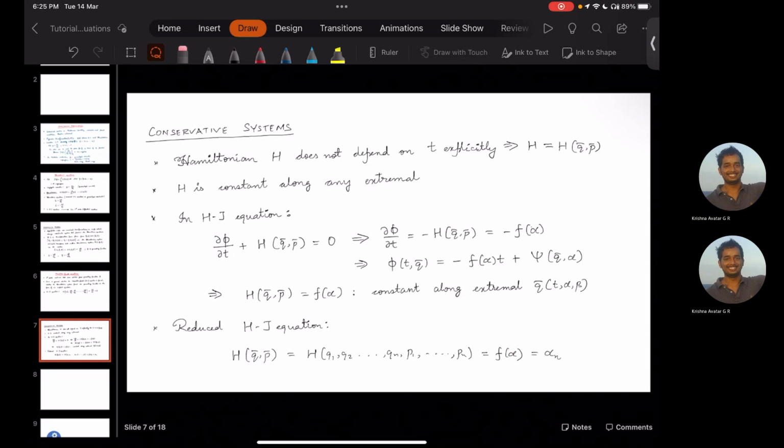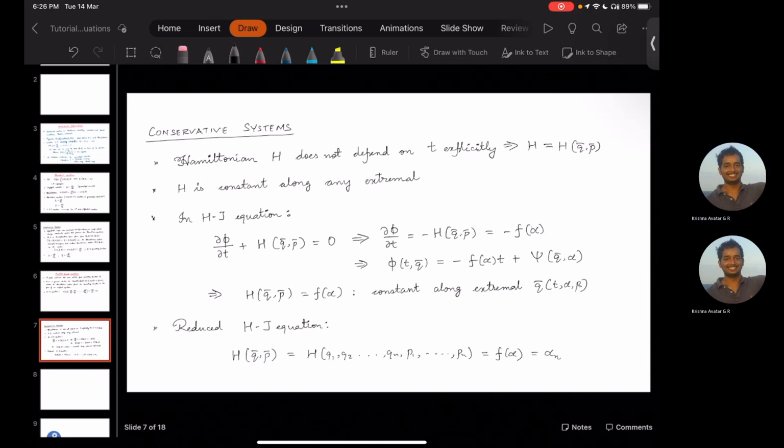Okay. And so what we see is H is constant along any extremal. So when we put this reduction in the Hamilton-Jacobi equation, then what we have is partial derivative of phi with respect to t plus H as a function of q vector and p vector is equal to 0. This implies that partial phi by partial t is equal to minus H of q vector, p vector, isn't it?